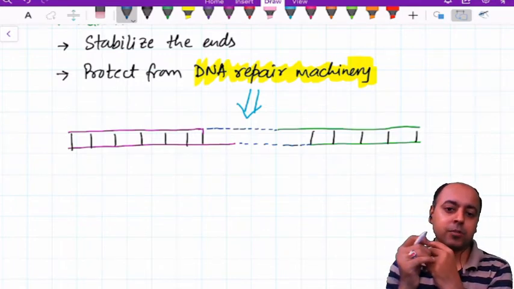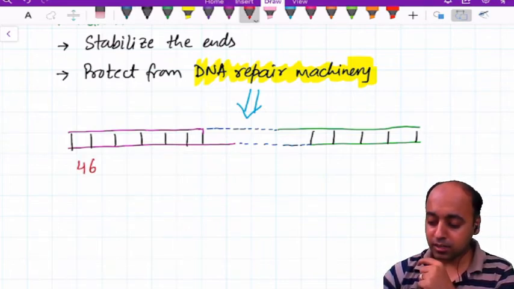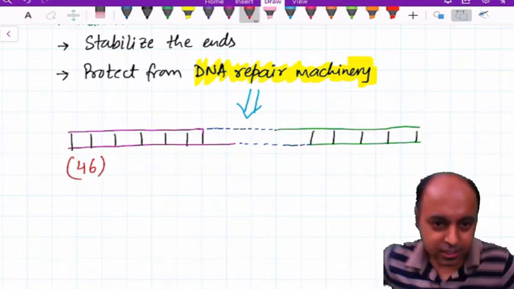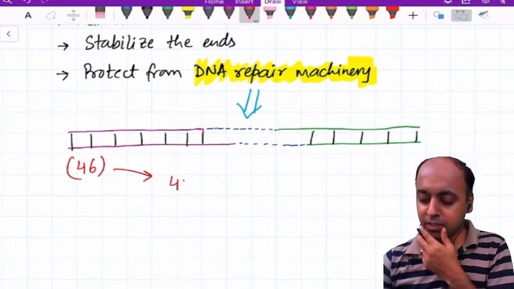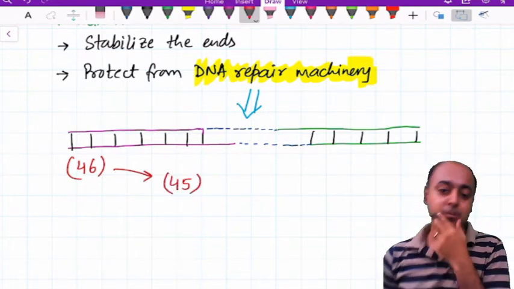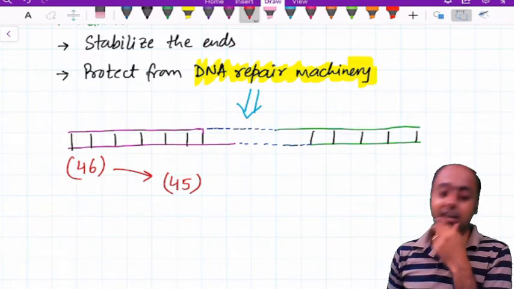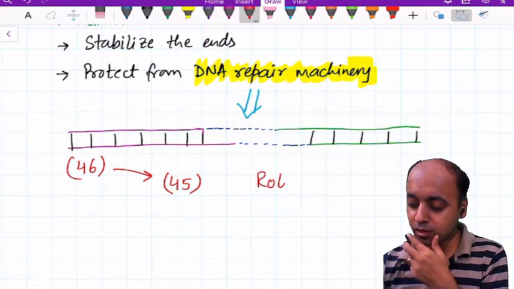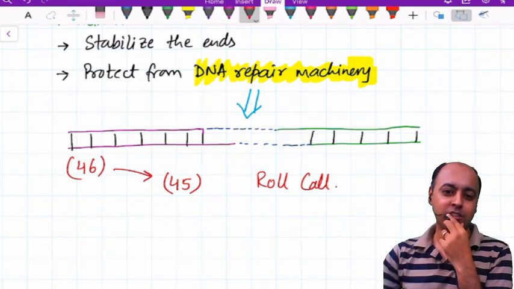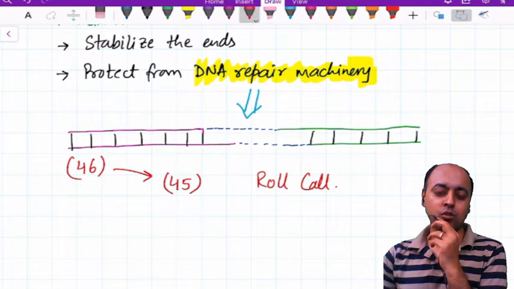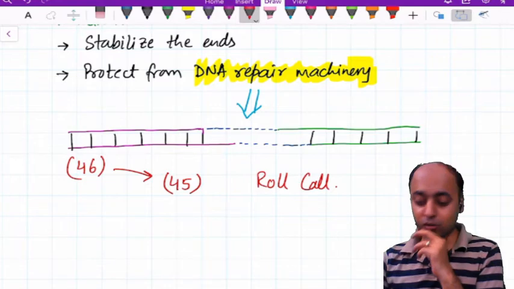This is the DNA repair machinery, but now the problem is there. There are other proteins inside the cell. Previously the number was 46. Now, because of the action of the DNA repair machinery, the number of DNA particles has become 45. And if you stay in the hostel, you will know that sometimes there can be what is known as a roll call. The warden can come suddenly and take the roll call. How many are present? How many have bunked away for the night movie?